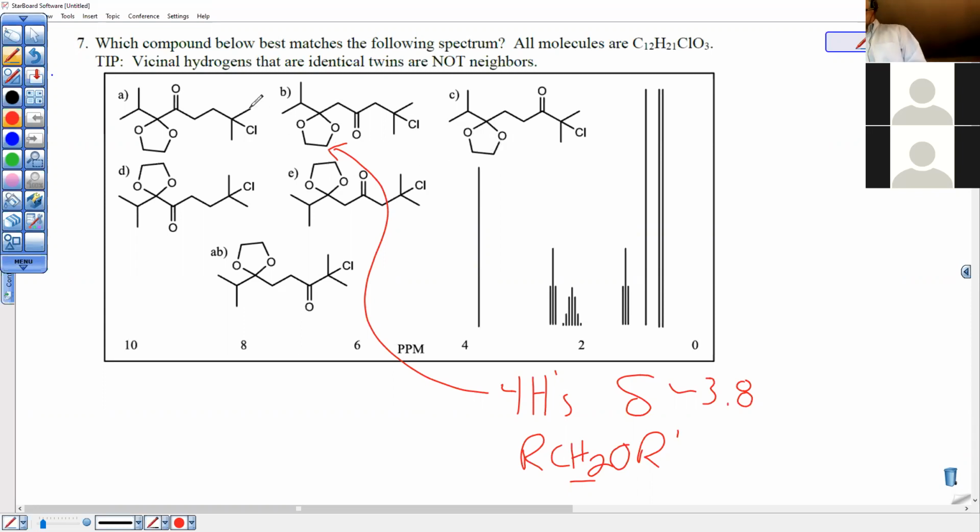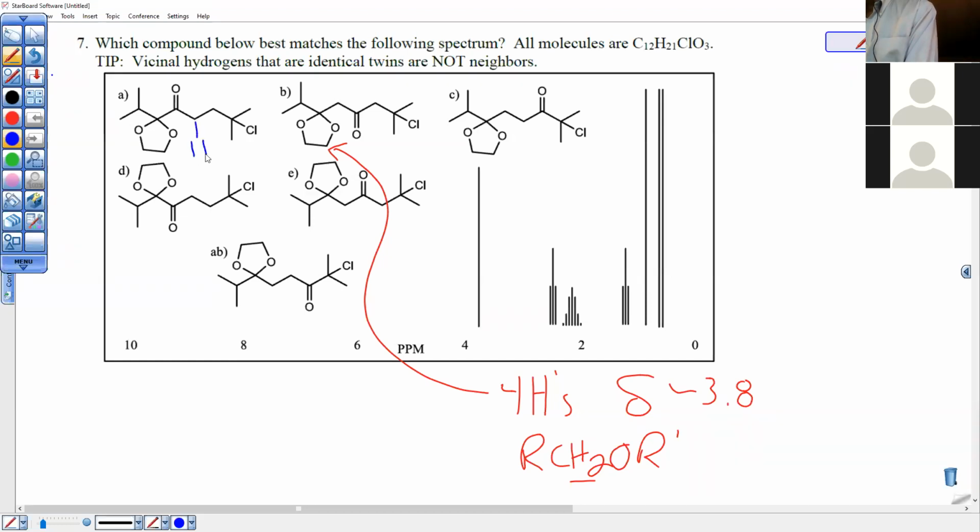Similarly, every molecule has CH3 with no neighbors here. That's this CH3 here. And every molecule has CH3 with 1 neighbor here. That's this here, a doublet. So I'm going to zoom in on getting rid of options that don't fit. Every one of these molecules has alpha CH2 with two neighbors. Ah, this one doesn't. That is a good place to start.